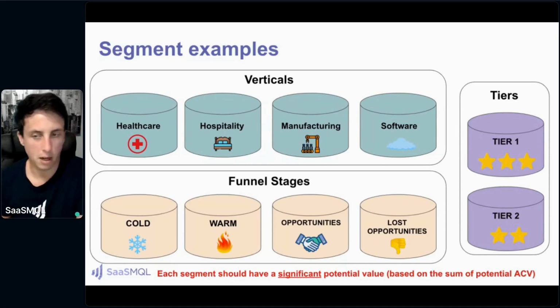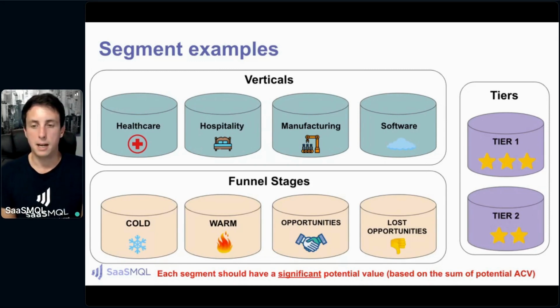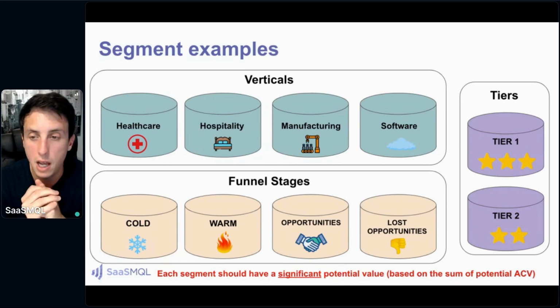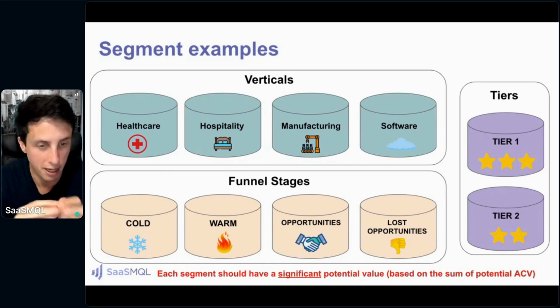Some examples here: we talked about verticals, funnel stage, tiers, and a lot of segments are custom for each company. For us, we work with both marketing and sales, and those are two separate segments. We obviously have tier one, tier two and tier three accounts. We have not many verticals, just one that is software, but we have different locations as well, different regions, and obviously the different funnel stages.